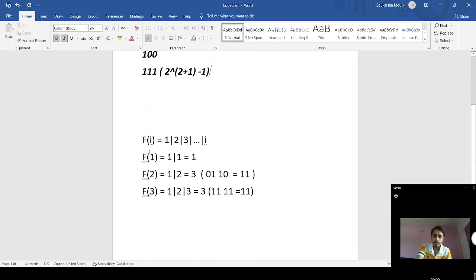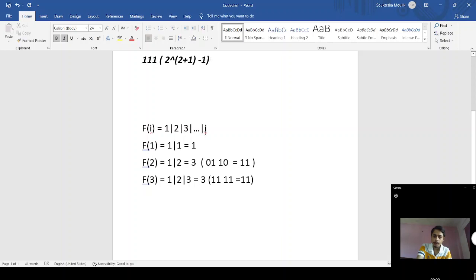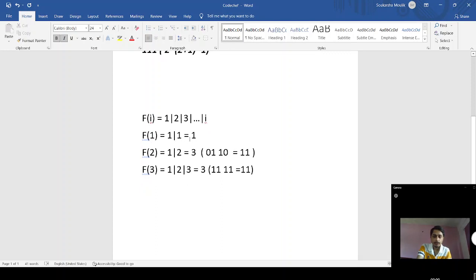The problem says f of I is 1 OR 2 OR 3 up till I, bitwise OR up till I. So clearly f of 1 will be 1 OR 1, which is 1. f of 2 will be 1 OR 2, that is 0, 1 OR 1, 0. This will give 1, 1. This is a very basic binary calculation. 0 OR 1 will give 1. This 0 when bitwise ORed with this 1 will give 1. And this one when bitwise ORed with this 0 will give 1 again.